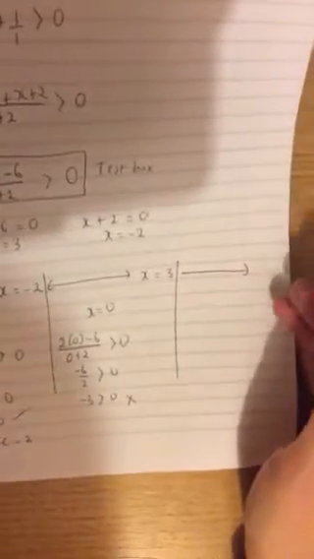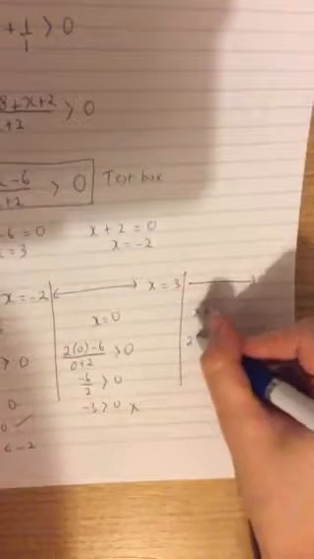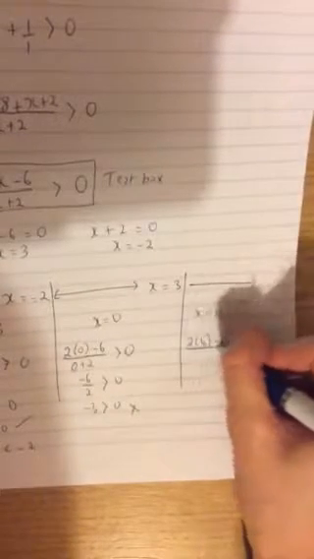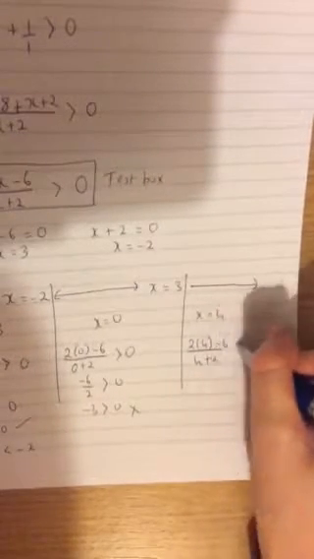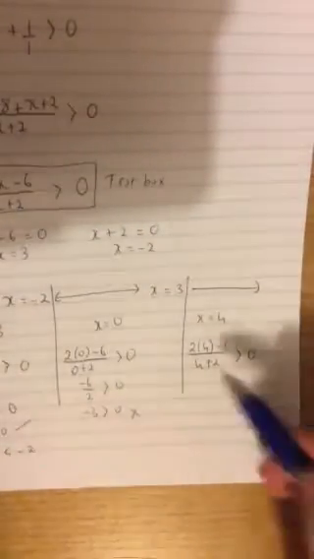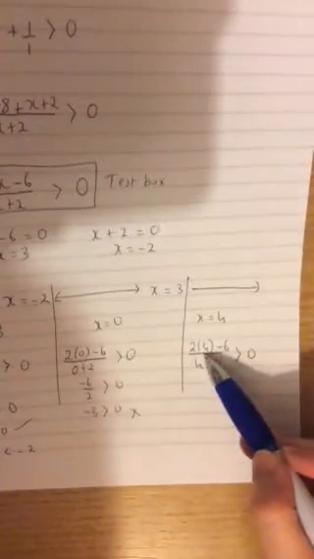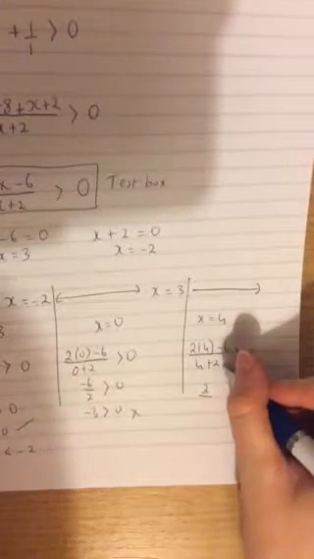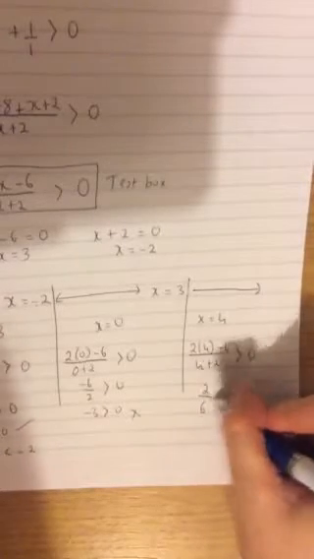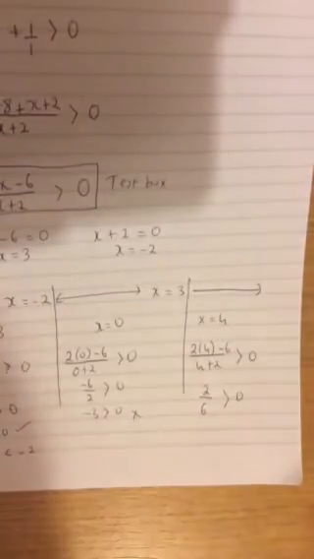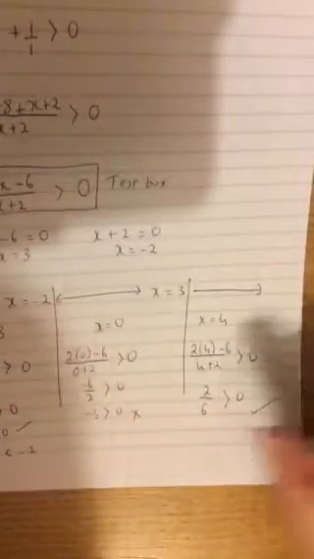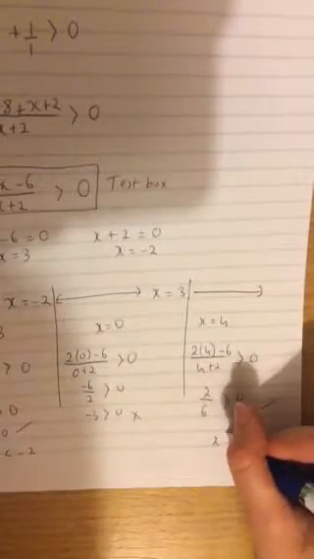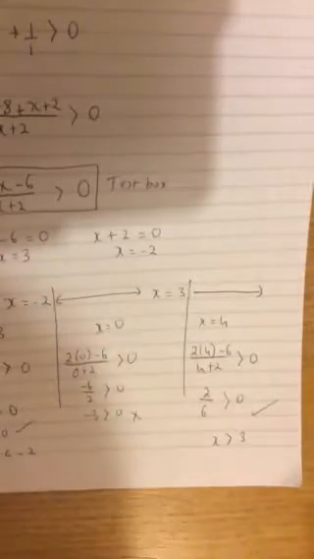The last region we want to check is any value greater than 3. If we pick x = 4 and sub it into our test box, we have (2 times 4 - 6)/(4 + 2). 2 times 4 is 8, 8 minus 6 is 2, over 4 plus 2, which is 6. 2 over 6 is greater than 0, so that solution also works. Our other solution set is any value greater than 3.